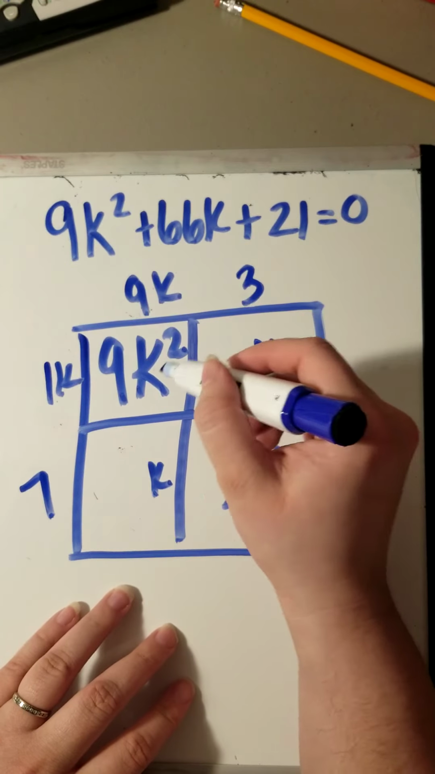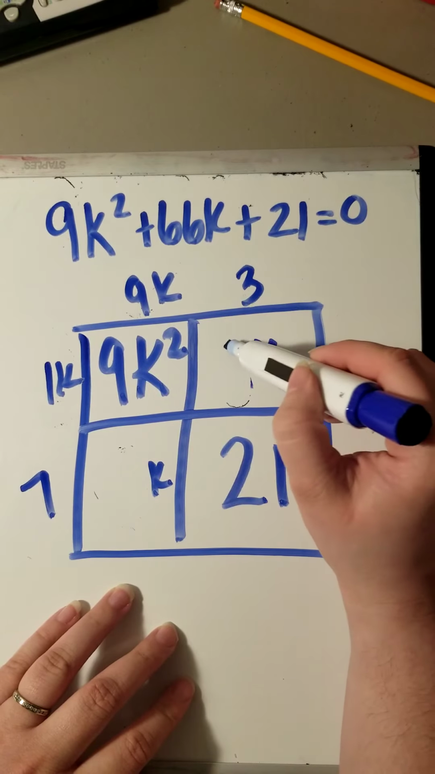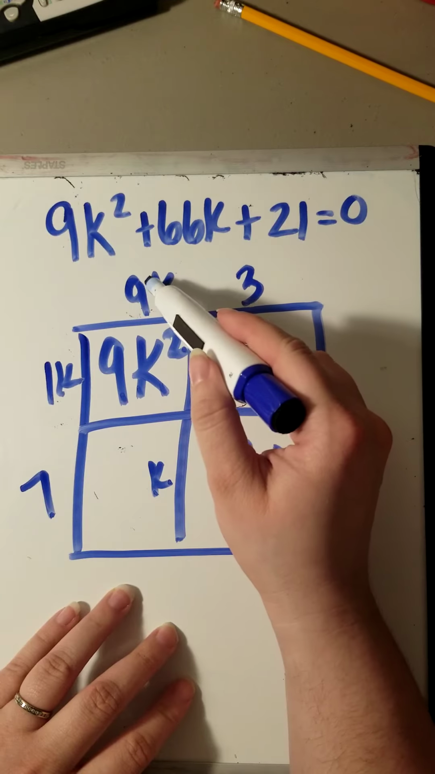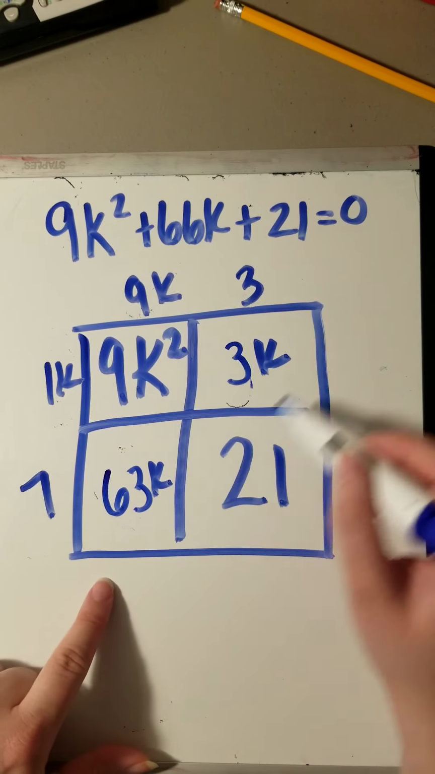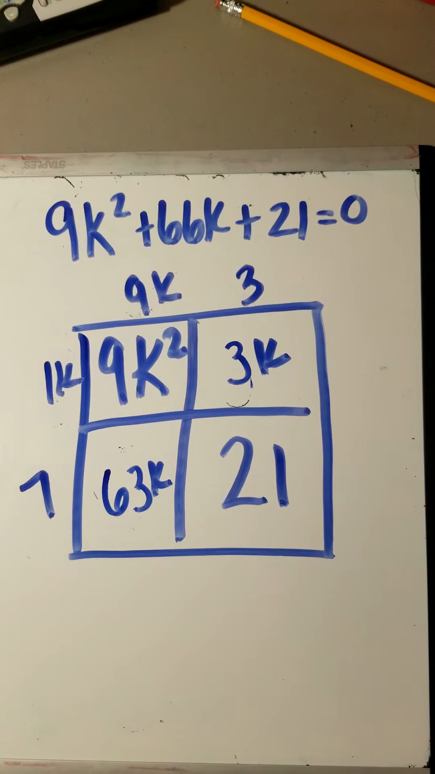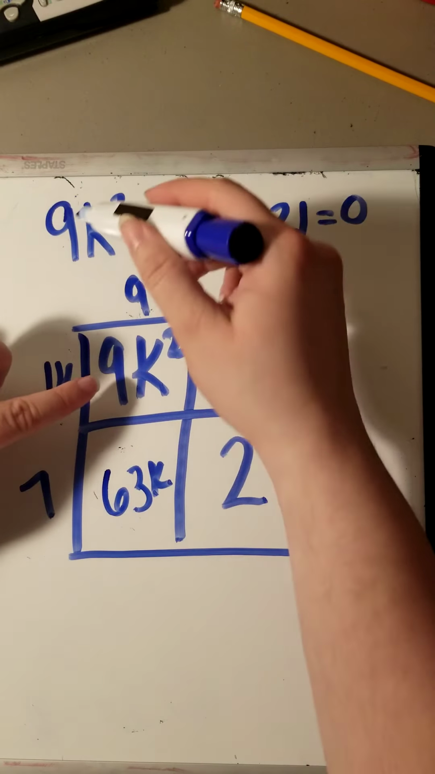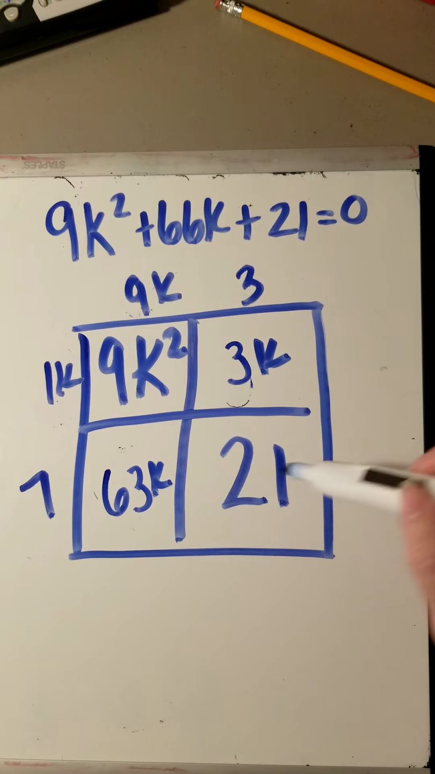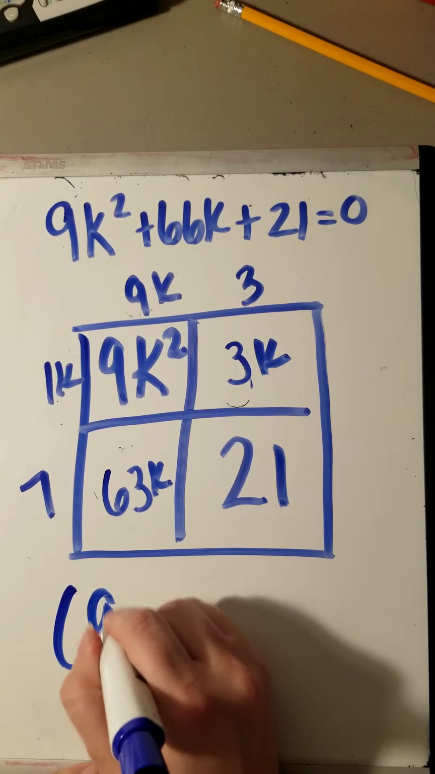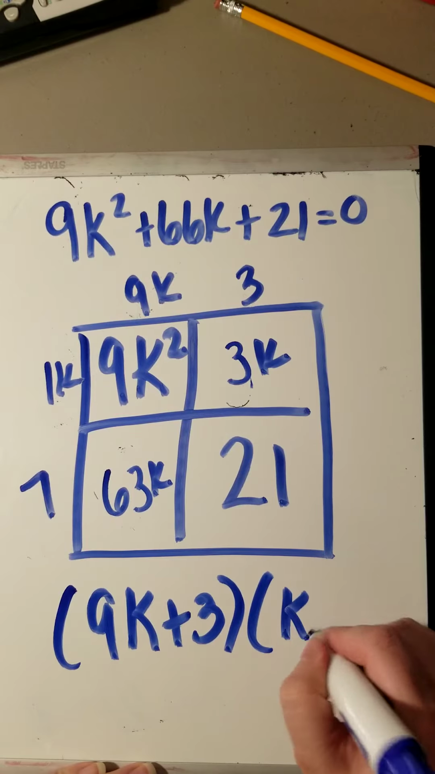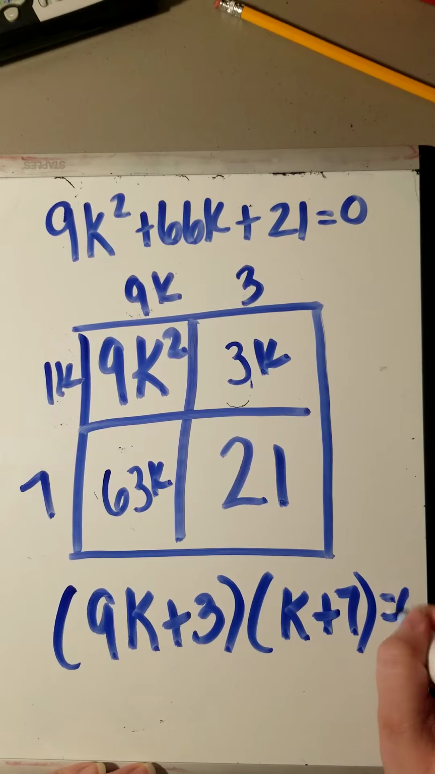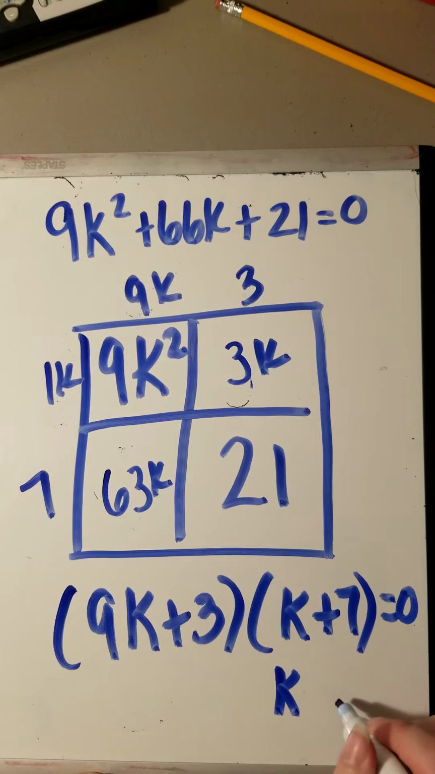This would be 9k squared still. This one would be 3k. This would be 9k times 7. There's 63k. Oh, okay, great. Now we got something that makes a 9k squared plus 66k plus 21. Awesome. So yes, you can do it this way, and you can figure out eventually what those things are equal to.